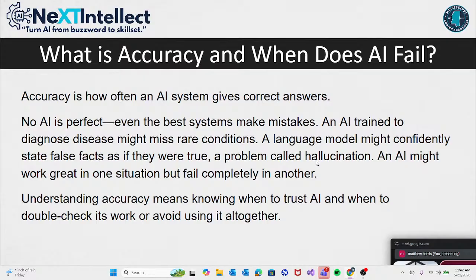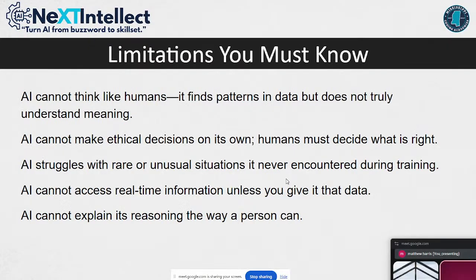So understanding accuracy means knowing when to trust AI and when to double check its work or avoid using it altogether. Limitations that you must know: AI cannot think like humans. It finds patterns in data but does not truly understand its meaning. AI cannot make ethical decisions on its own. Humans must decide what is right. AI struggles with rare or unusual situations that it has never encountered during training.